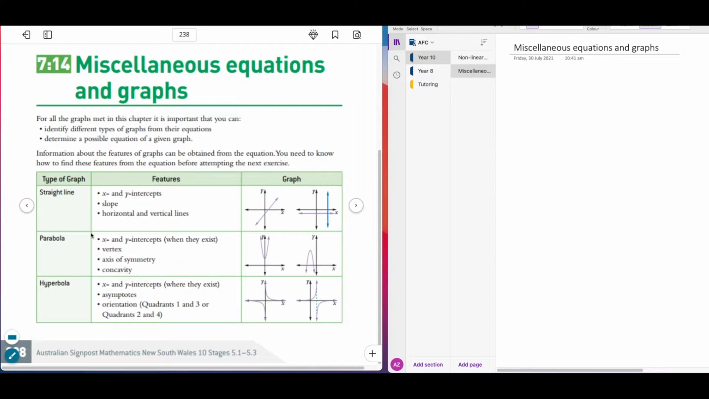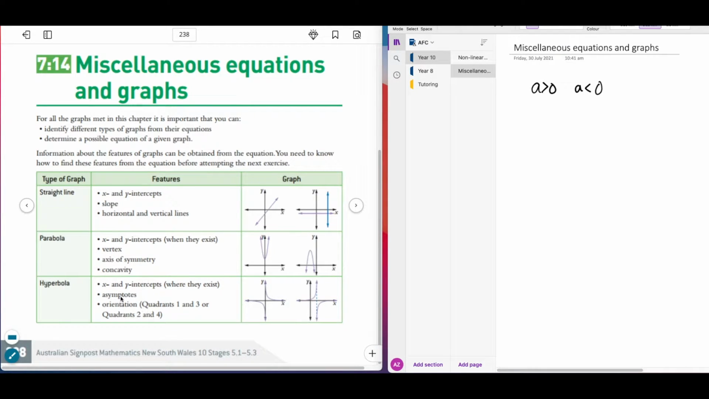Now with the parabola, you should know how to find the x and y intercepts. You should know how to find the vertex, so remember x equals minus b on 2a. Axis of symmetry, concavity. Concavity means if the parabola looks like this, it's concave up. Or you can say if a is greater than 0, concave up. If a is less than 0, that's concave down.